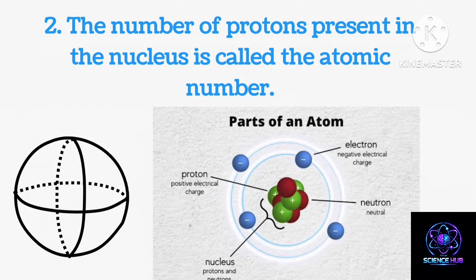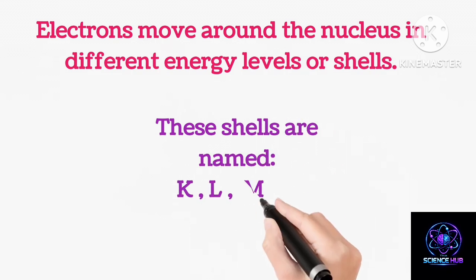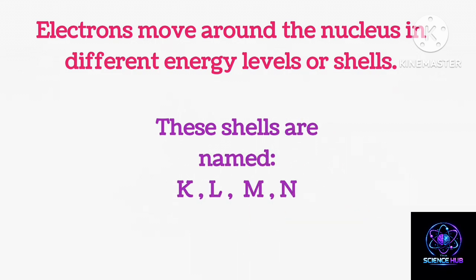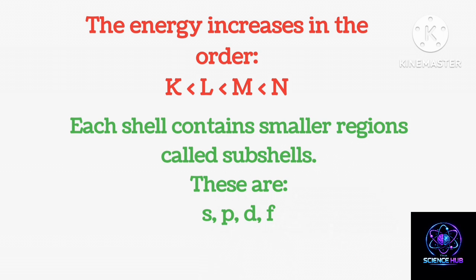And electrons move around the nucleus in different energy levels or shells. These shells are named K, L, M, N. The energy increases in the order K < L < M < N. Then each shell contains smaller regions called subshells. These are S, P, D, F.